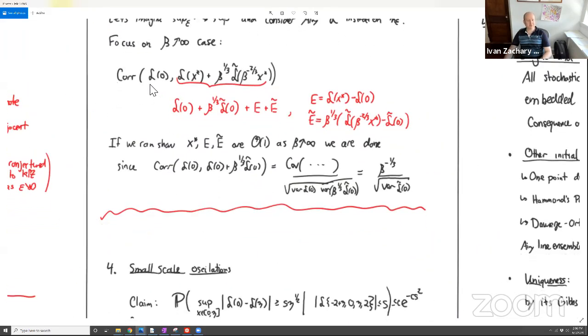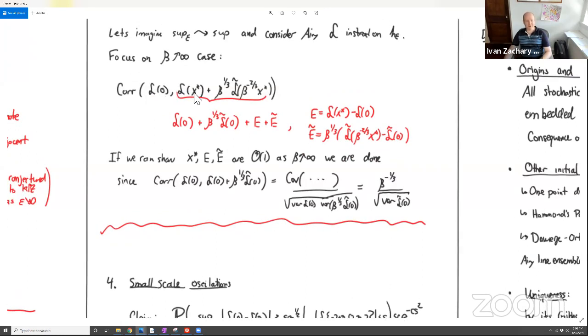If I'm looking at the correlation between the bottom curve at 0 and the sum of the bottom and the top curve rescaled at the maximizing point, which is essentially, if I replace the sup epsilon by the actual sup, which is the value that I'm actually after, then I can rewrite this as the value at 0 of the L curve plus the value at 0 of the L tilde curve times beta to the 1/3, plus 2 errors, where the errors are the difference between L of x star and L of 0, and then this E tilde error is the distance for the L tilde, but with this beta to the 1/3, beta to the 2/3 scaling, this diffusive scaling.